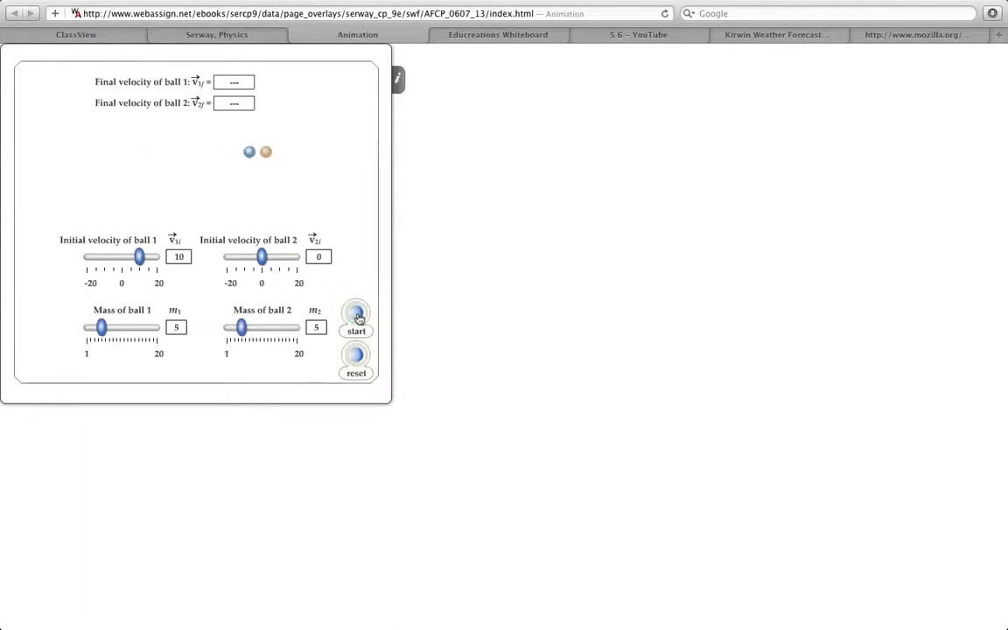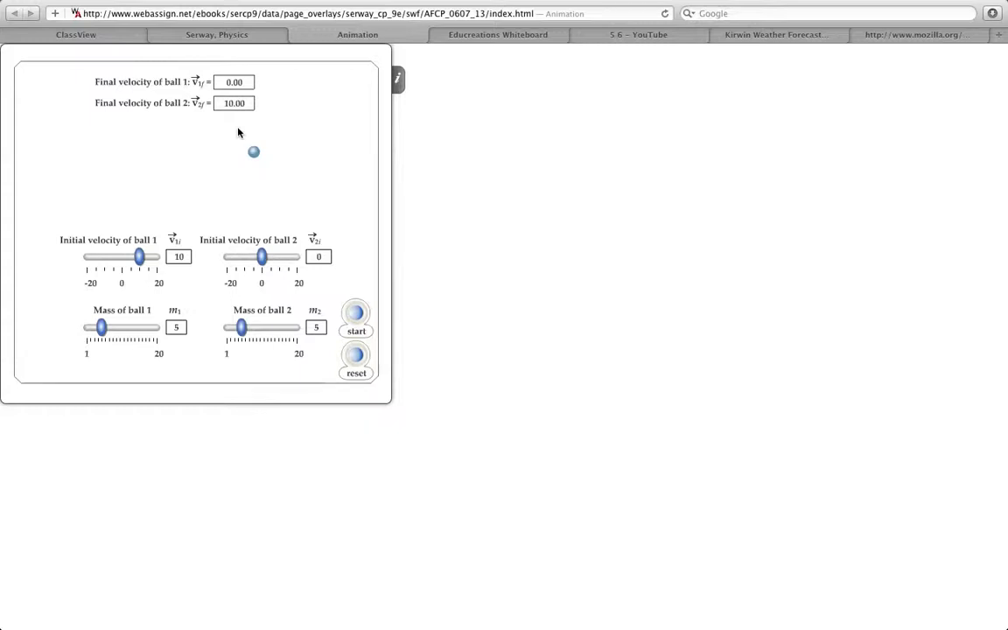The first one starts, bounces, and what happens here is the initial velocity of ball 1 was 10, and ball 2 was 0, and they essentially switched in the final velocities. Ball 1 is 0 now, and ball 2 is 10. What happened is that ball 1 transferred all of its momentum into ball 2.